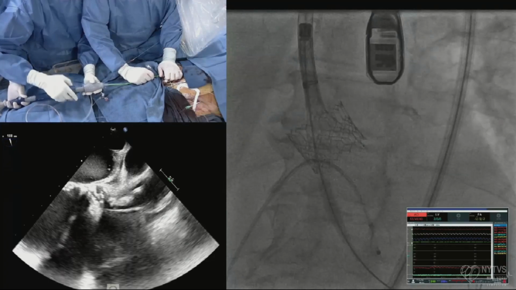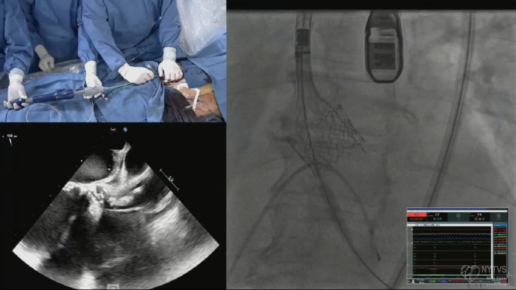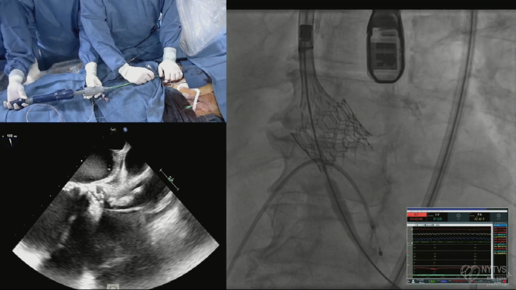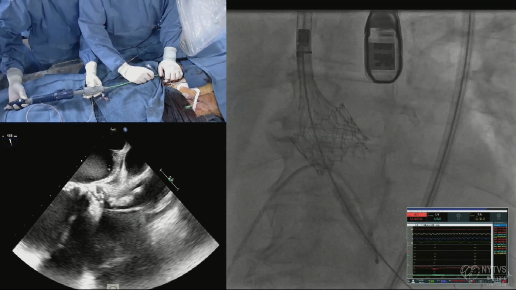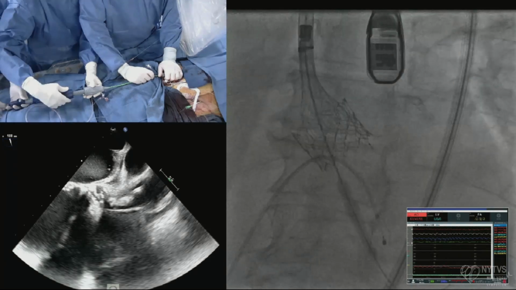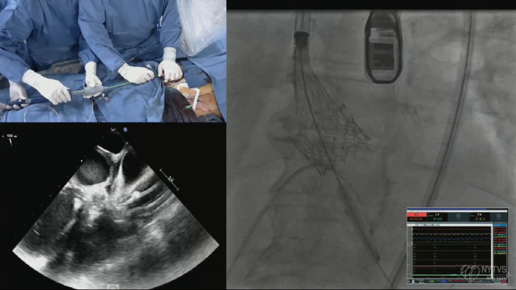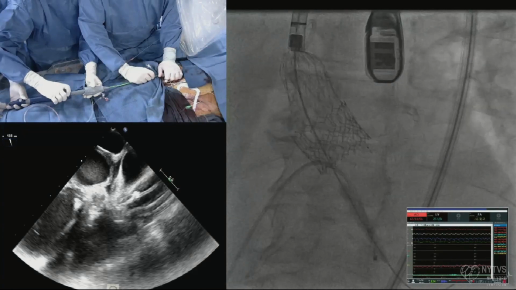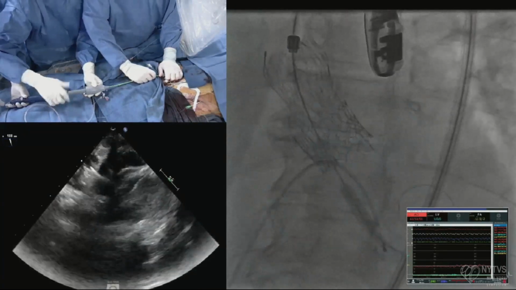Good. That's a little bit better. Much better. We're closing. Let me close it. Good. Let's get the blood pressure up. We should deploy. Remember the EF is low. Okay, let's go. We're gonna deploy. Go ahead. Blood pressure is low. Valve is fully deployed. Fully functional.